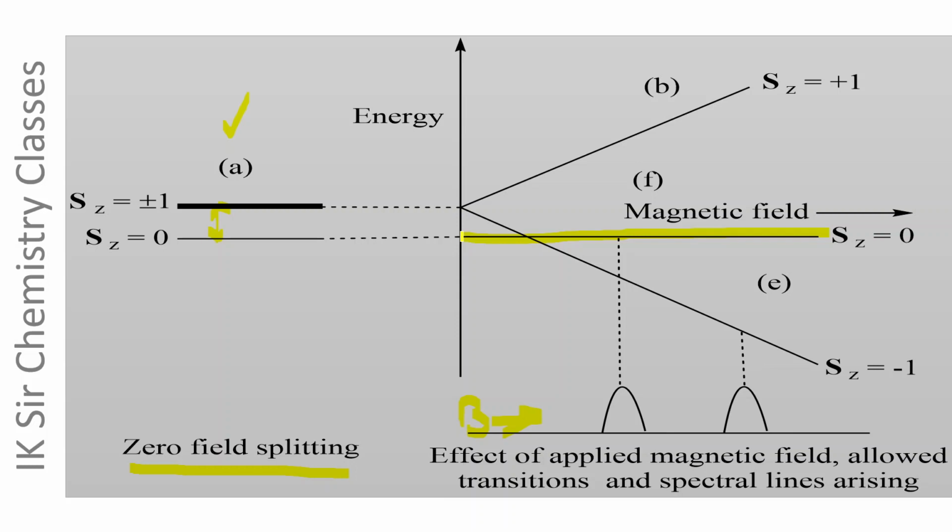Because it is across, the energy of the Sz equals minus 1 state goes on decreasing with increase in strength of magnetic field, while the energy of the Sz equals plus 1 state goes on increasing with increase in the strength of the external magnetic field. It means that as the external magnetic field increases, these two states diverge from one another.